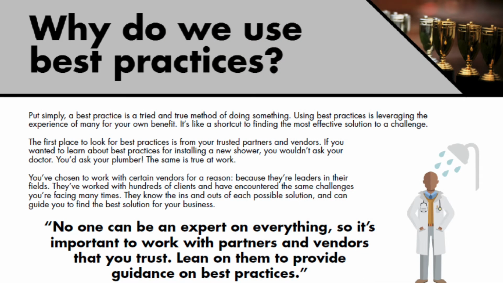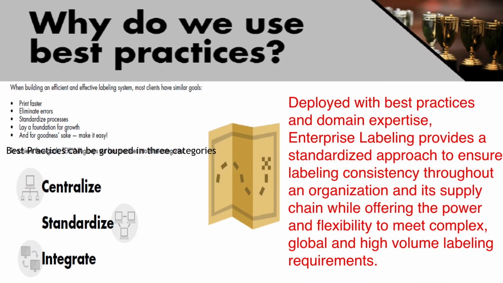Best practices can be grouped into 3 categories. Best practices is the process of standardizing and consolidating. It means centralized, standardized, and integration. So an enterprise labeling software package allows you to design labels in compliance formats, so GHS, for example, or GS1, or any number of different compliance challenges your organizations might have. A centralized package can then be distributed throughout the entire organization.